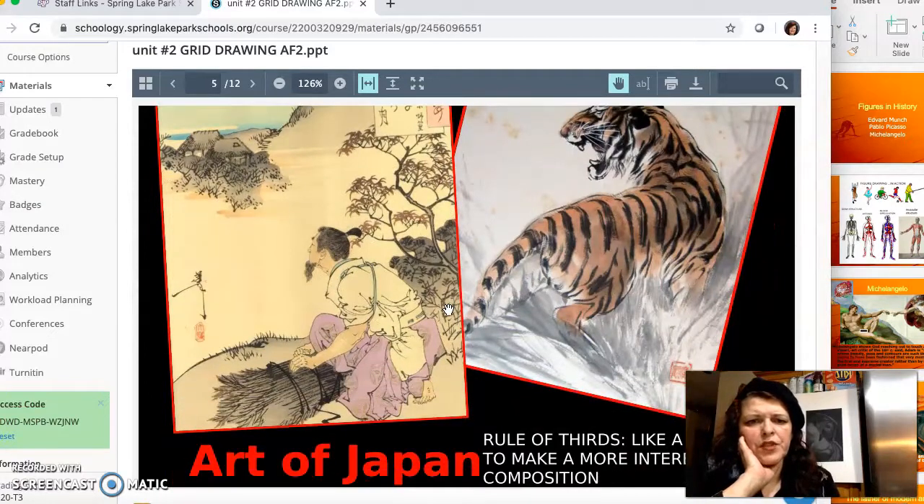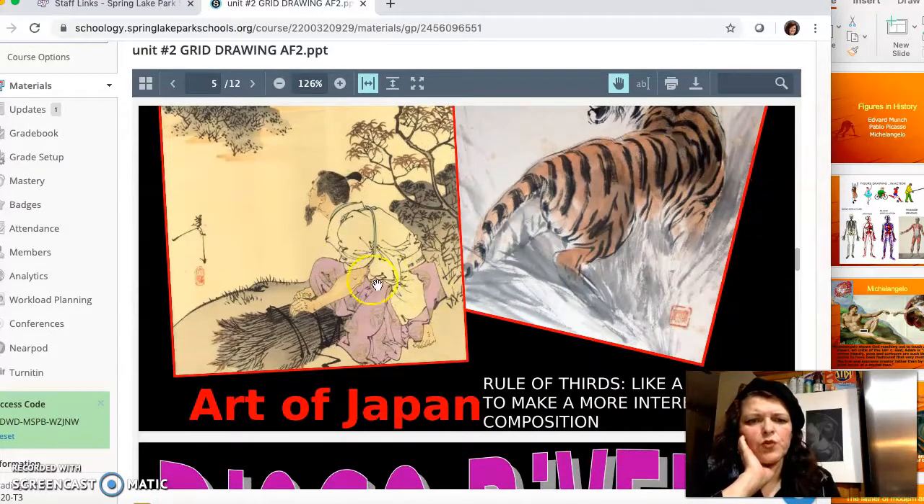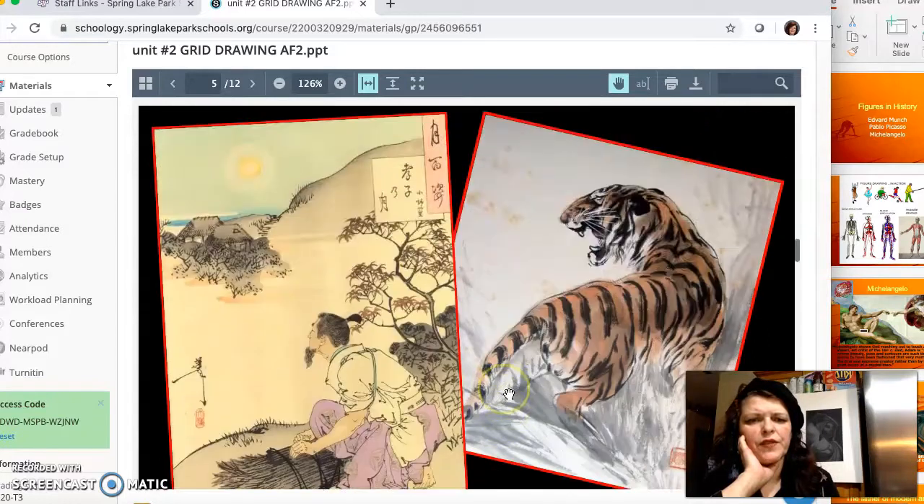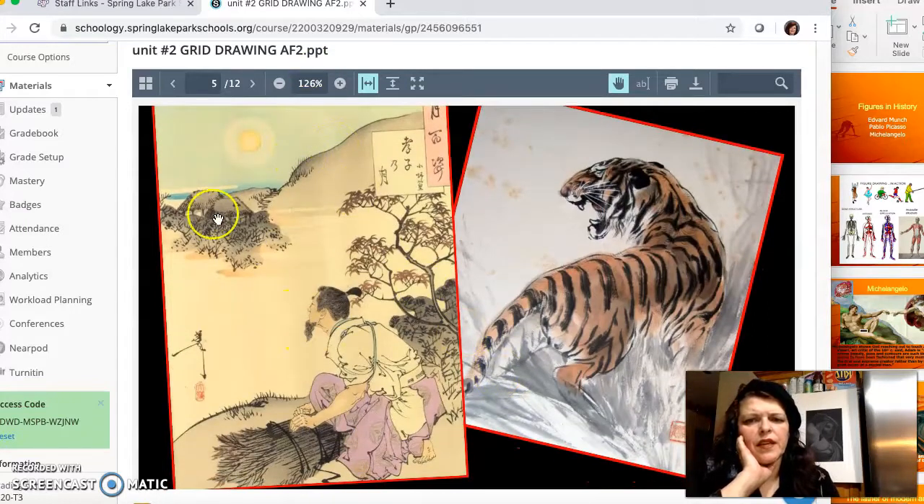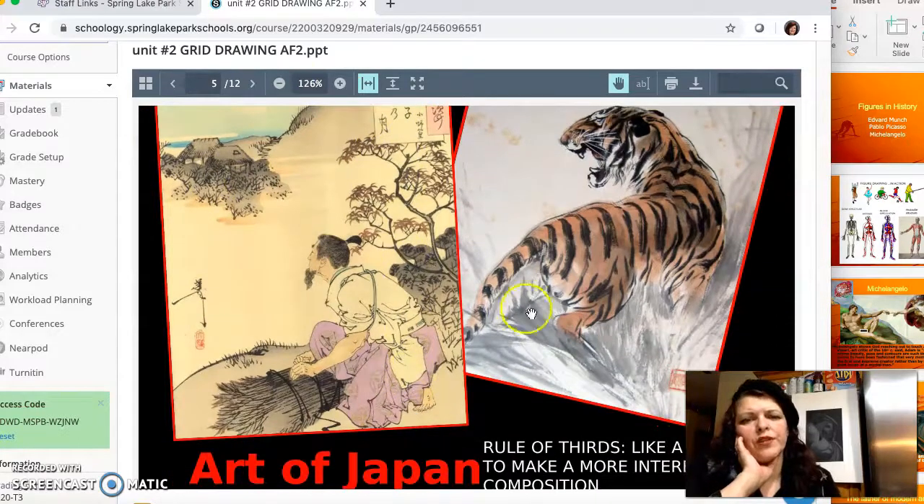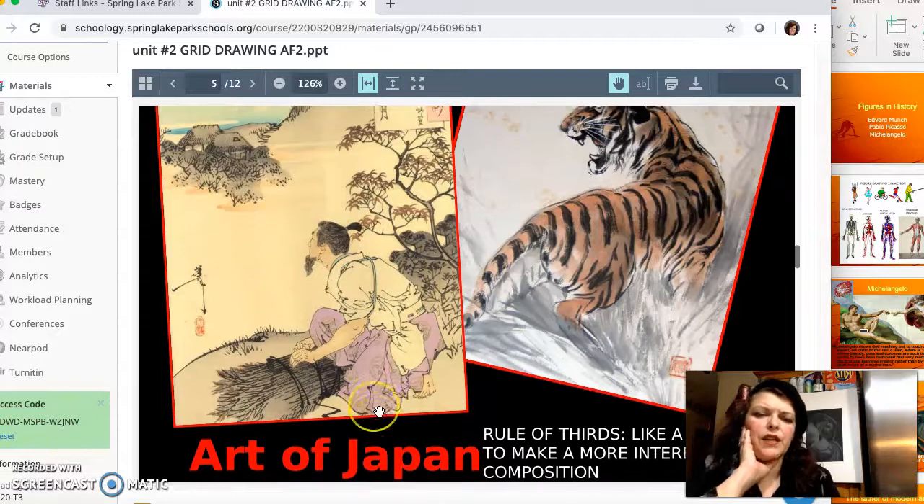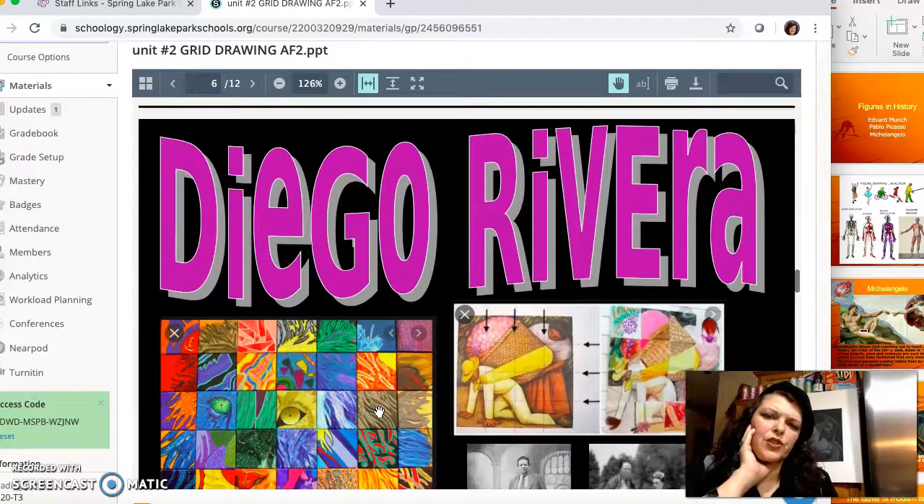This one here, Art of Japan. So there's something called rule of thirds. Now, rule of thirds, if I was to split this into 3 parts, something at the bottom is interesting. His head is in the middle, and then the sun and the village is at the top. So a good composition requires thirds in the picture. If you ever take a photography class, you learn that too.